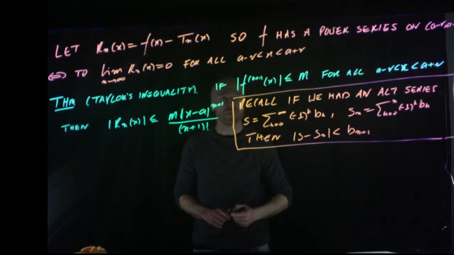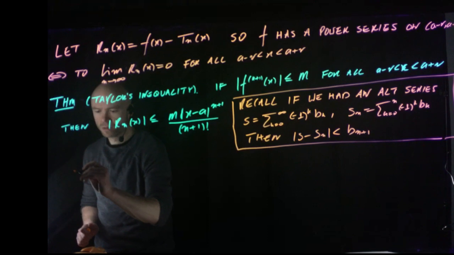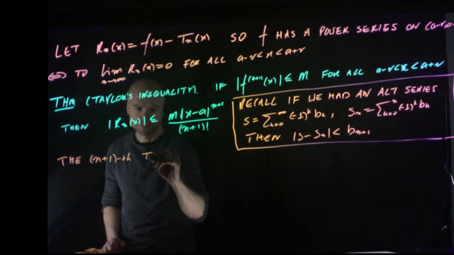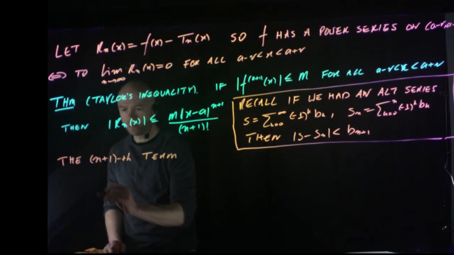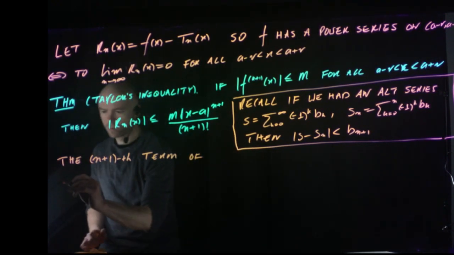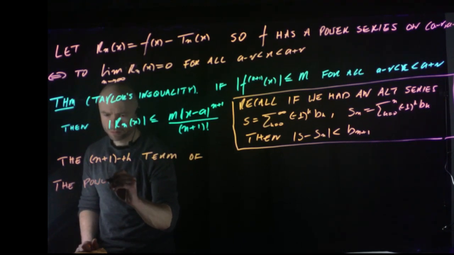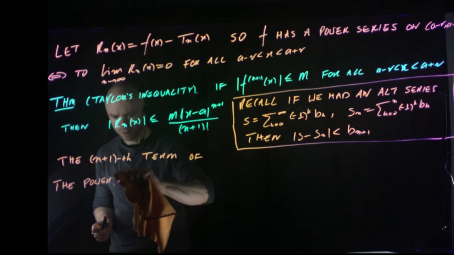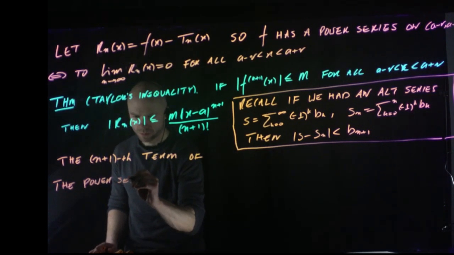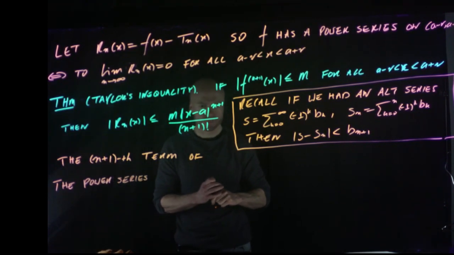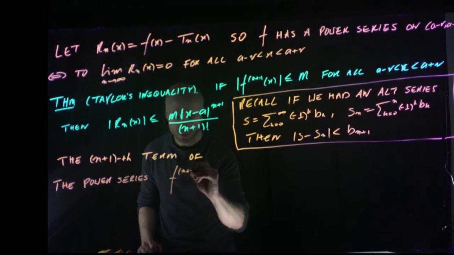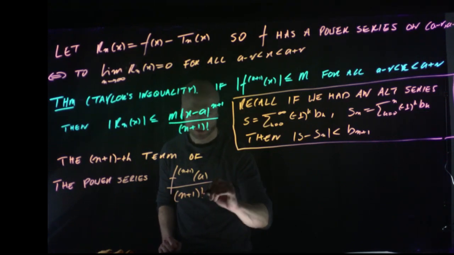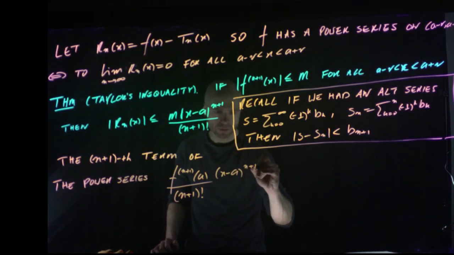Okay, look at this expression here. Well, the n plus 1th term of the power series is the n plus 1th derivative applied to a, over n plus 1 factorial, times x minus a to the n plus 1, right?